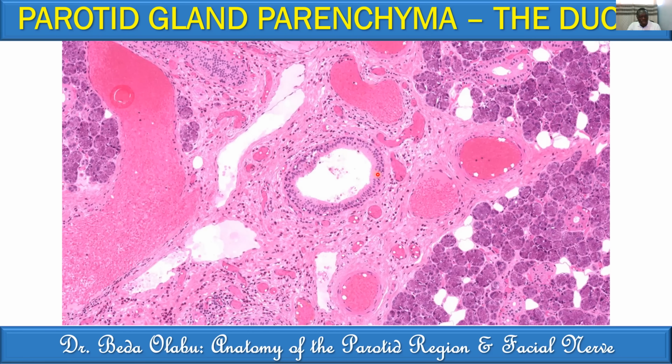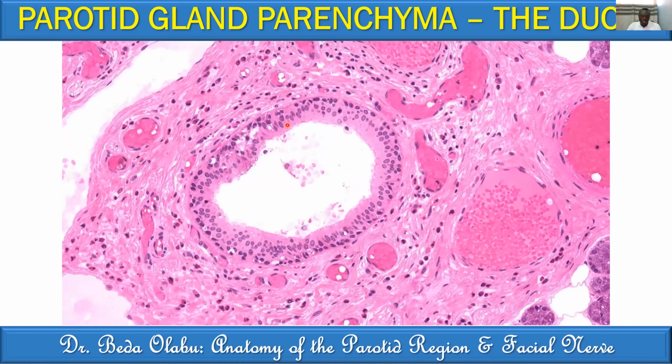Of importance to note is that the extralobular ducts are surrounded by a thick connective tissue stroma around them. So they're surrounded by connective tissue. This image shows you one extralobular duct of that nature with stratified cuboidal epithelium and a rich, thick connective tissue stroma surrounding it.